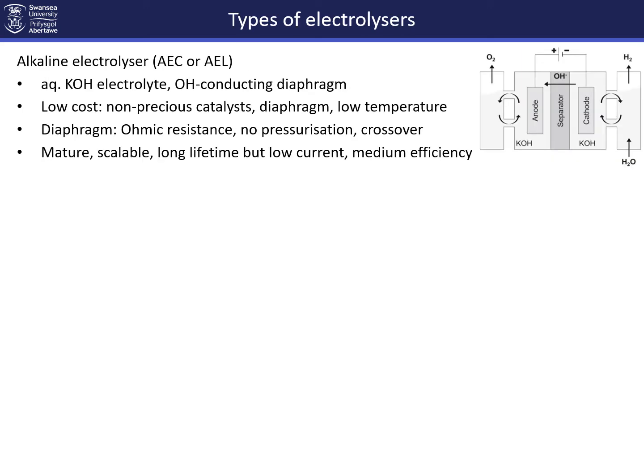There are three main types of electrolyzers. The most established one is the alkaline electrolyzer, which uses aqueous KOH as the electrolyte, and the two half reactions are separated by a diaphragm that conducts OH ions. It's fairly low cost because the catalysts that you use are based on fairly abundant metals, so iron oxide, nickel oxide, cobalt oxide, relatively affordable.